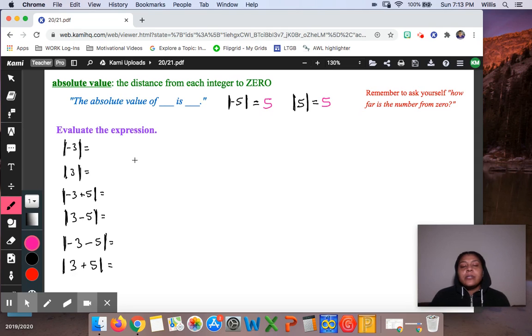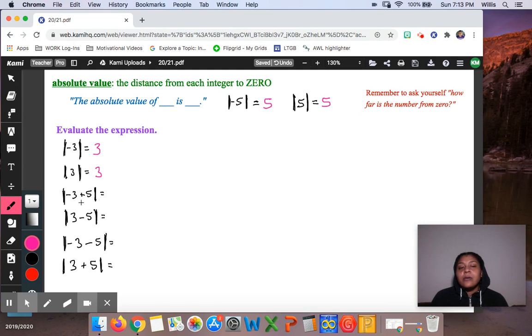Okay, next we're going to evaluate some of these expressions. So for our first example here, again, we're using this sentence frame. This is how we say it. The absolute value of -3, and it's going to be very similar to our example above. So we just write 3. Okay, and -3 is 3 hops away from 0. The absolute value of +3, again, 3.